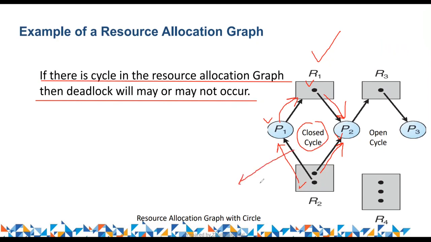So it doesn't necessarily mean a deadlock, okay? The deadlock will not occur because there are two instances and both instances are assigned to both processes. So here they don't wait for long. Maybe they will not wait for a long time. Maybe very soon P2 will release R1 and P1 will use it. So here the cycle is open. So in this place, the cycle is closed. We have a cycle, and this cycle means deadlock may or may not occur, okay?